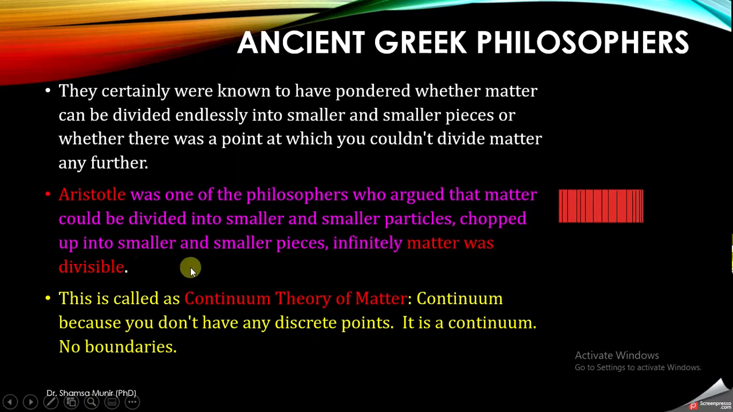So he said matter is divisible and there is no limit to it, and this is called the continuum theory of matter. For example, if you have this matter, you can divide it from anywhere, there is no fixed boundary, and there is no limit to it. So this is a continuum. This was one of the philosophies of the ancient Greek philosophers.